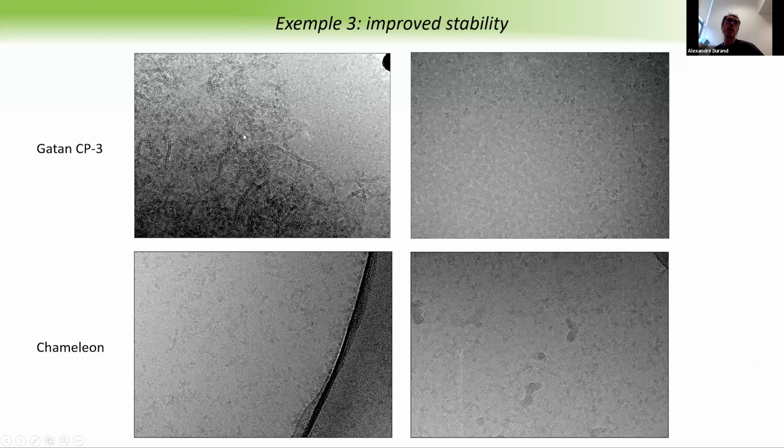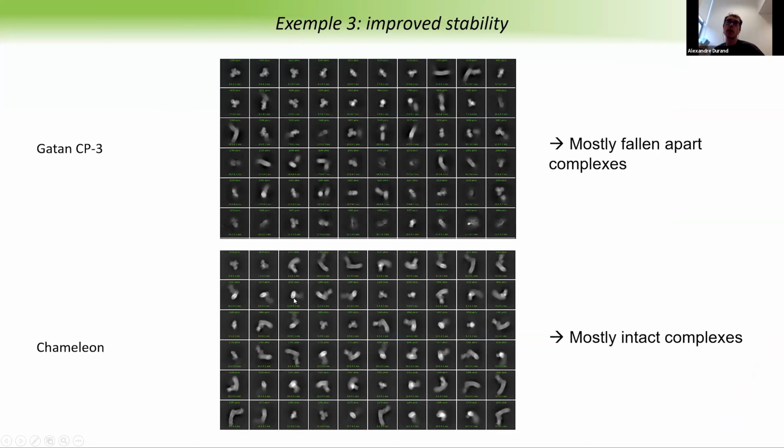And also a third example, actually, where using a plunge freezing approach, again, the stability was improved. A lot of aggregation was visible on the grids, or the user was seeing only small objects on the grids. And when using the chameleon, bigger particles were visible in the images, and that was really clear using a 2D classification. With the chameleon, they mostly had intact complexes, whereas when using the Gatan plunger this time, there was a lot of complex dissociation.